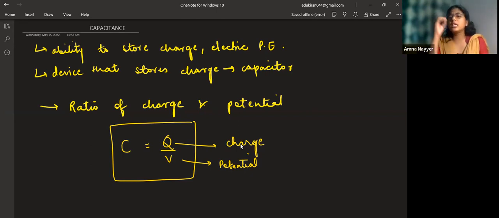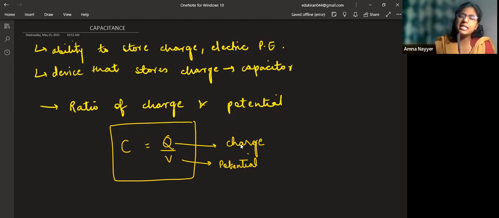So C is equal to Q by V, or Q is equal to CV, V is equal to Q by C. All these three formulas will be used throughout this lesson, wherever you are using capacitance, because somewhere you have to derive new formulas. In those cases, you will be requiring this formula.